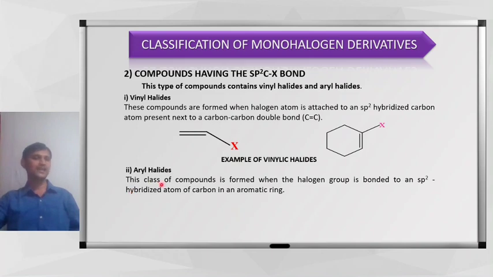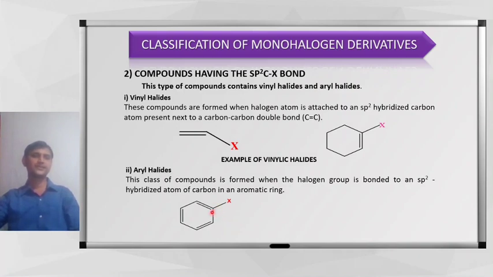Now see the aryl halides. This class of compounds is formed when the halogen atom is attached to an sp2 hybridized carbon atom in an aromatic system. Now see, we already looked at the aryl halides.